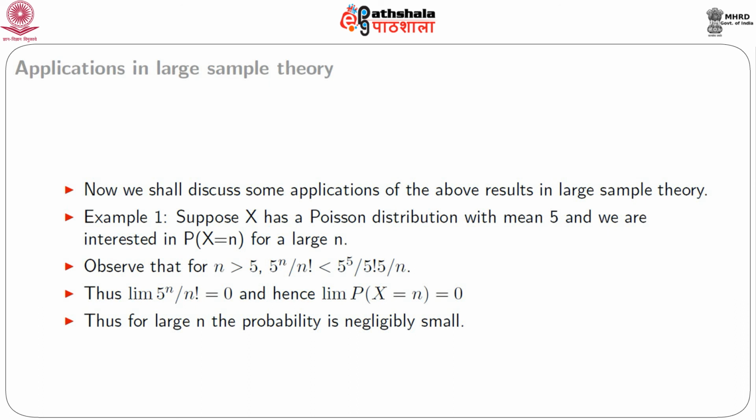So let us give some applications in large sample theory. In example 1, suppose X has a Poisson distribution with mean 5 and we are interested in probability X equal to n for a large n. Observe that for n greater than 5, 5 to the power n by n factorial is less than 5 to the power 5 by 5 factorial, or in some sense, for n greater than 5, we find that 5 to the power n by n factorial is bounded by some sequence which has limit 0. Therefore, the limit of 5 to the power n by n factorial equals 0, and hence we get that the limit of probability X equal to n equals 0. Thus, for large n, the probability is negligibly small.